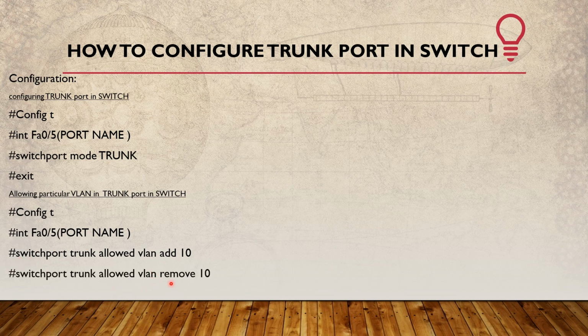And if you want to remove any particular VLAN from the allowed VLANs, use switchport trunk allowed vlan remove 10. For example, you have allowed 10, 20, 30, 40, 5 VLANs. If you want to remove one VLAN among them, you give this command and remove it. In Cisco terms, this is called VLAN pruning. Exit. This is the basic configuration of configuring a trunk port and allowing VLAN pruning.